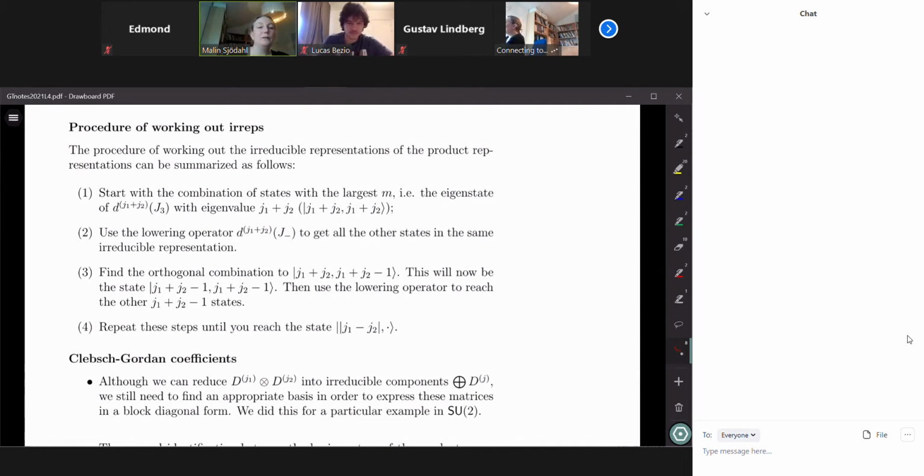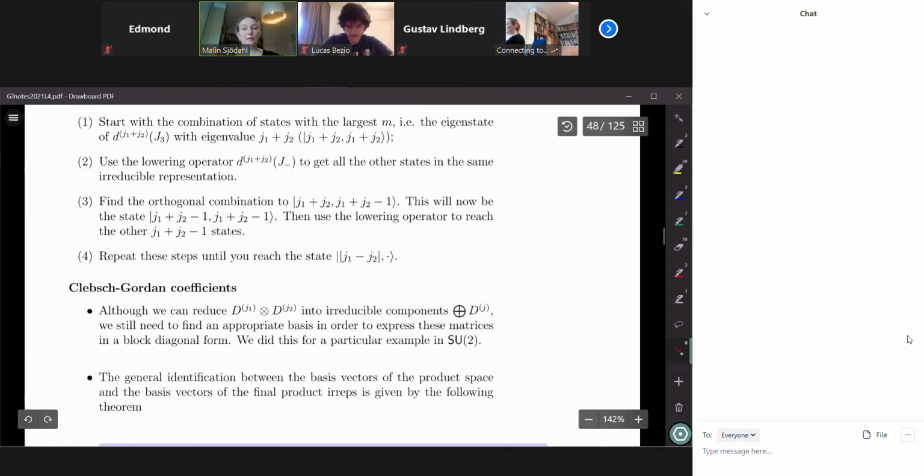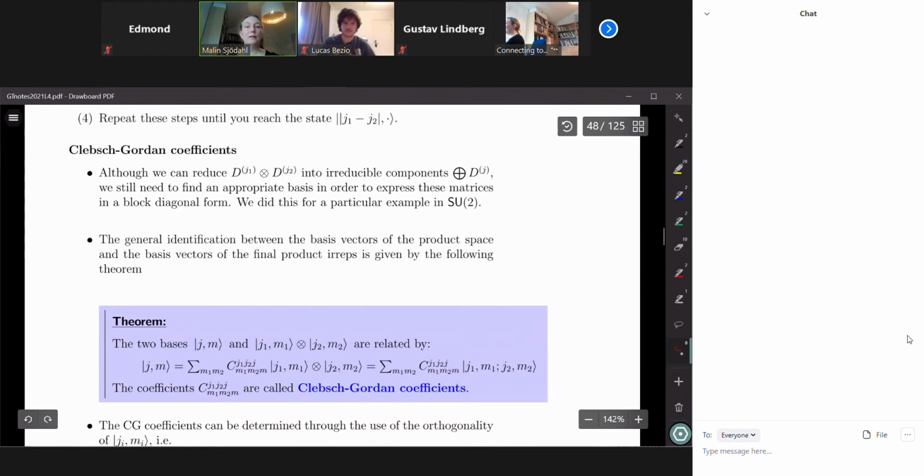And then when all states in the J1 plus J2 minus 1 representation have been found, we go one step further in the total J and find all the states in the next representation. And then we iterate like that until eventually we reach the lowest possible J quantum number and found all the states within that representation.